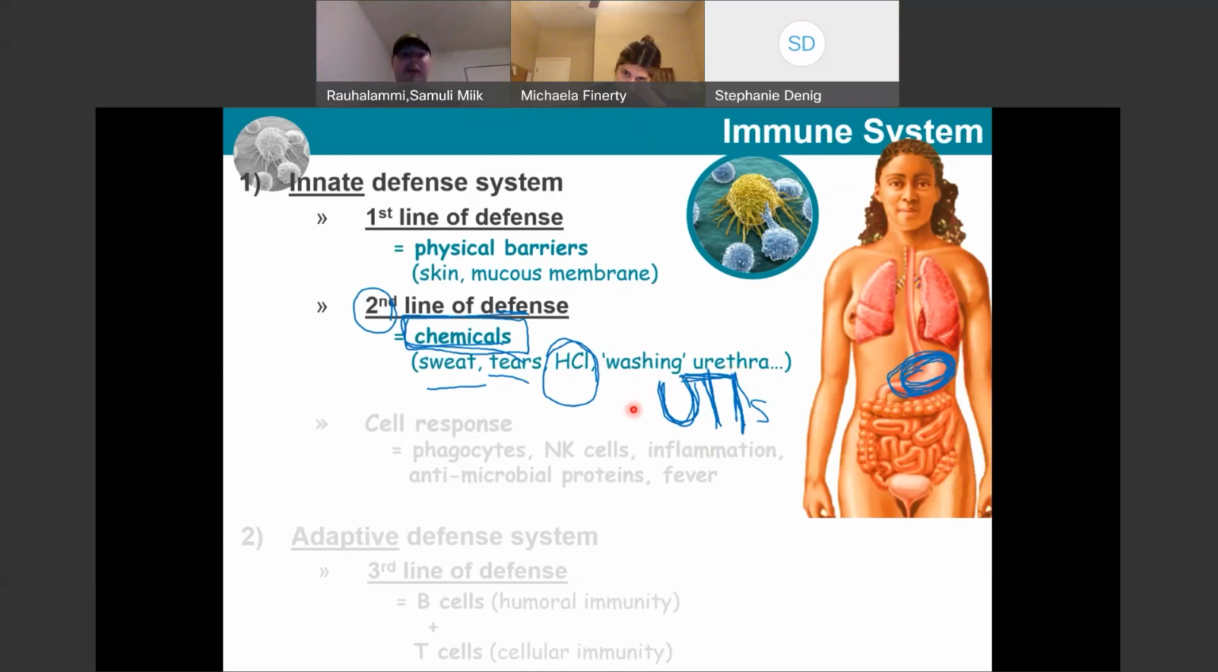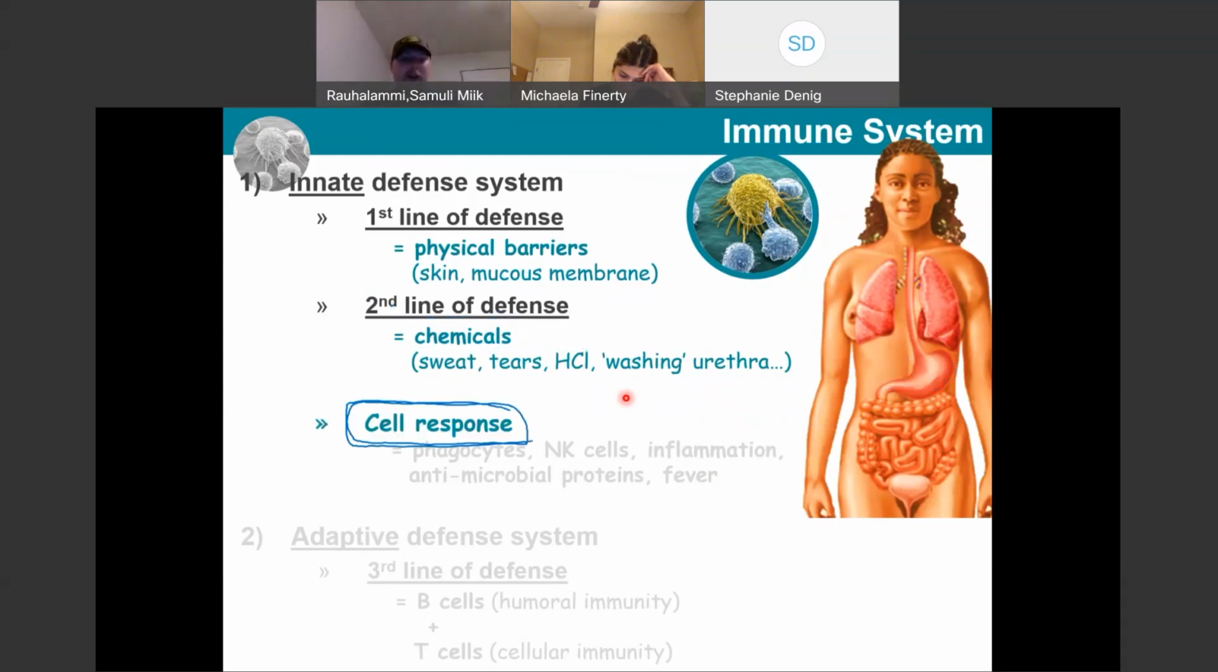So another example of this chemical line of defense. Urine is sterile on its own, so it's very clean. So we use that to rinse away the bacteria that shouldn't be there. So that was what I meant with the second line of barriers, or chemical barriers.